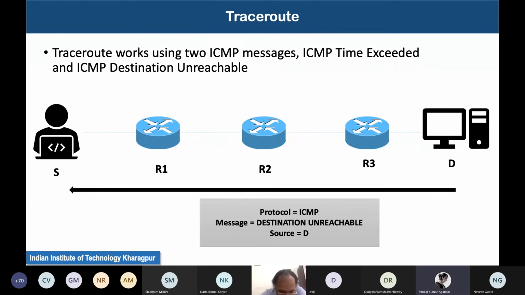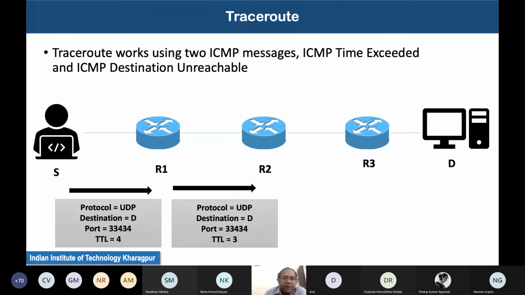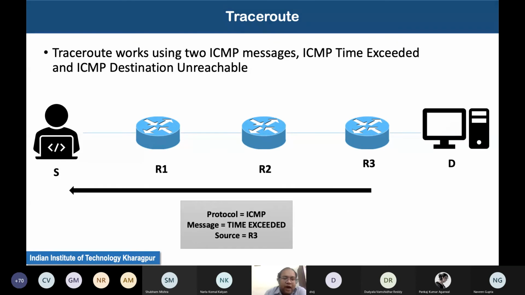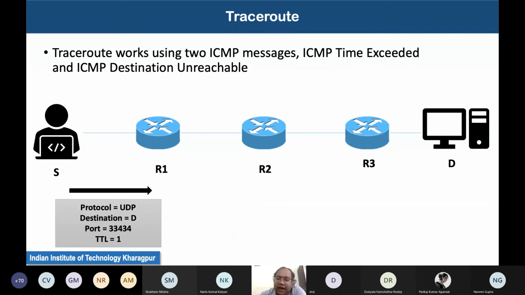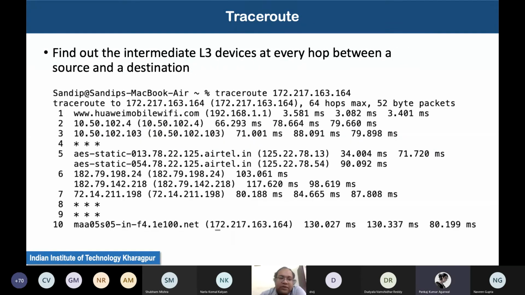Sir, in traceroute we are using UDP. So what happens if a packet is lost or something? Packet lost means you will not get a response. If you look into the output of the traceroute, you will see that you are getting the stars. Oh, okay. So the stars mean something has happened with that packet.